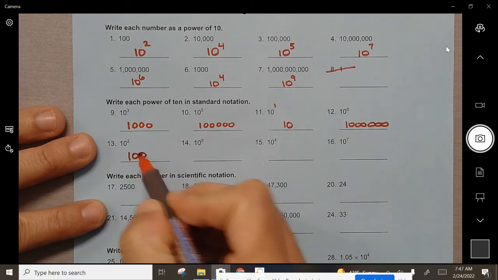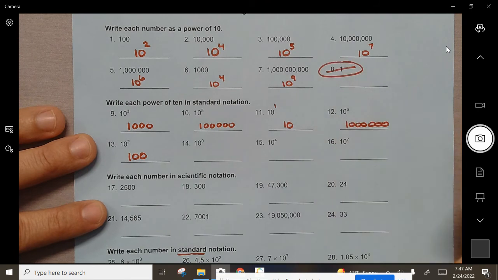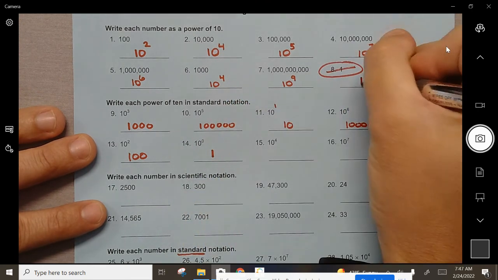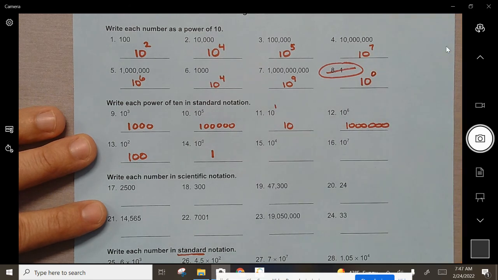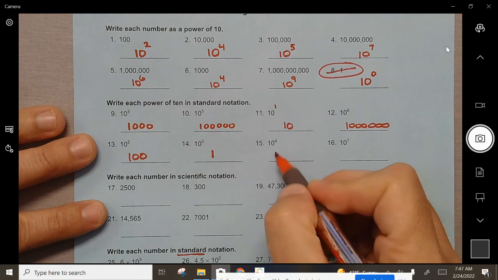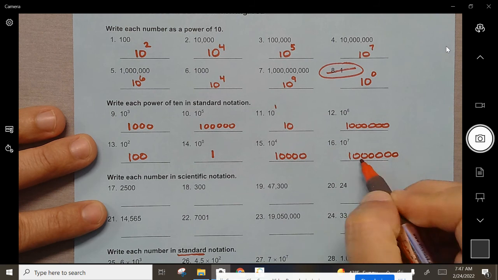10 to the second. Uh-oh. This is what this one was talking about. Remember? Anything to the 0 power becomes 1. So this would have been 10 to the 0 power. Okay? But I didn't want to mess with you right away on that. Remember, 10 to the 0 equals 1. 1, 2, 3, 4. And then 1, 2, 3, 4, 5, 6, 7.